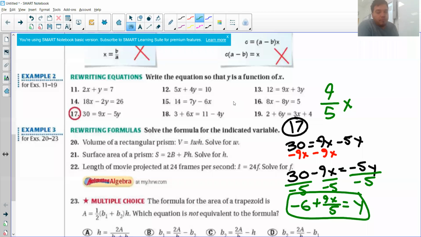Can you also do number 15, please? Sure, I'll do 15. Like the first time this year, I had trouble with any of the homework.